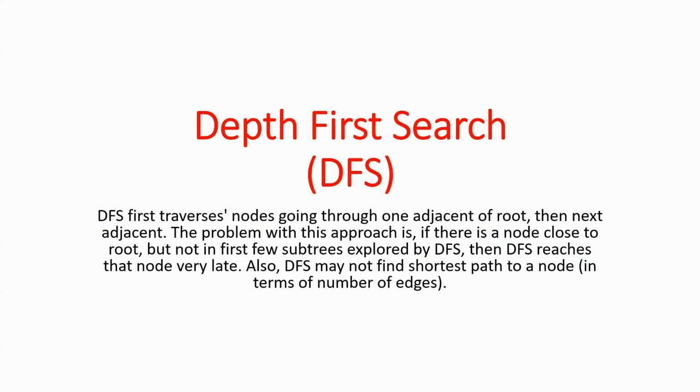Now check DFS. DFS first travels nodes going through one adjacent of the root, then the next adjacent. The problem with this approach is that if there is a node close to the root but not in the first few subtrees explored by the DFS, then DFS reaches that node very late. Also, DFS may not find the shortest path to a node in terms of number of edges. So, depth-first search does not travel the shortest distance, right? It does not see the shortest path and neighbors.